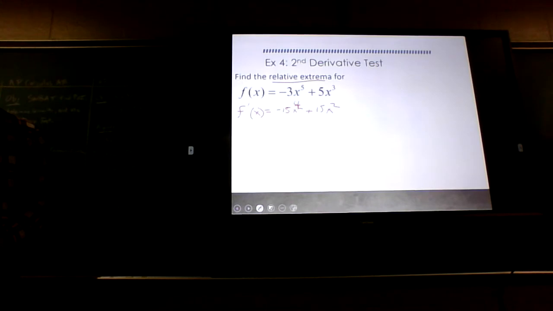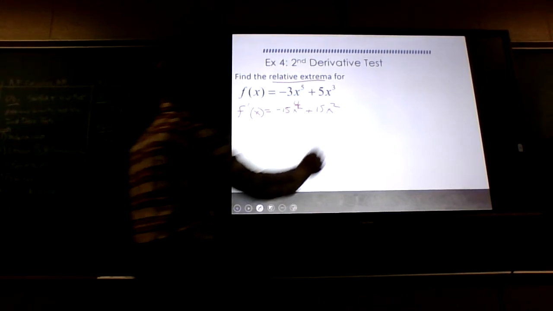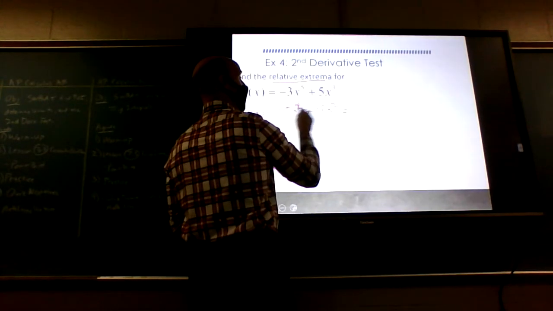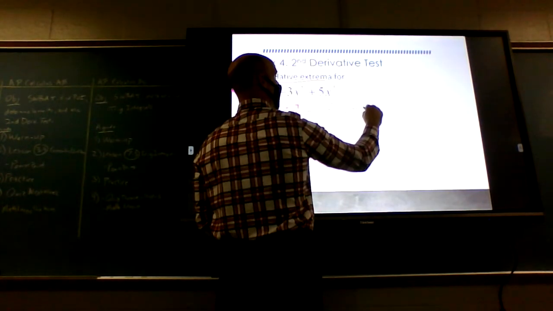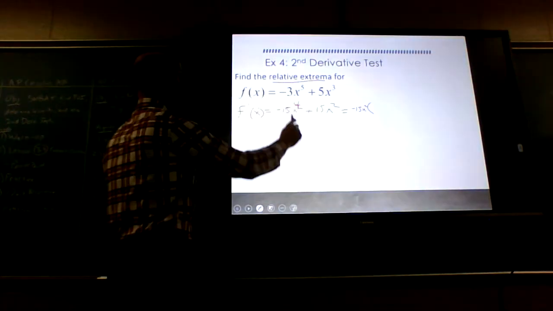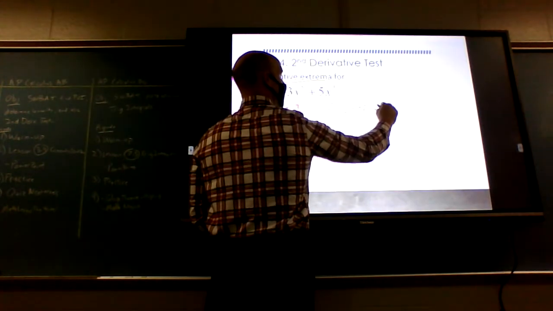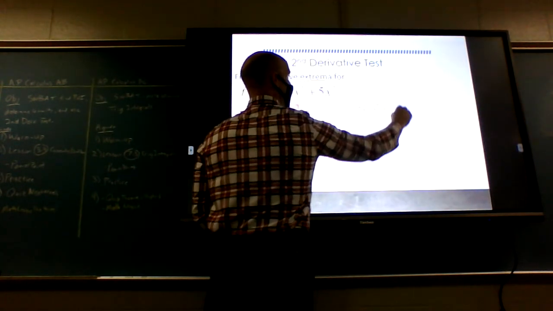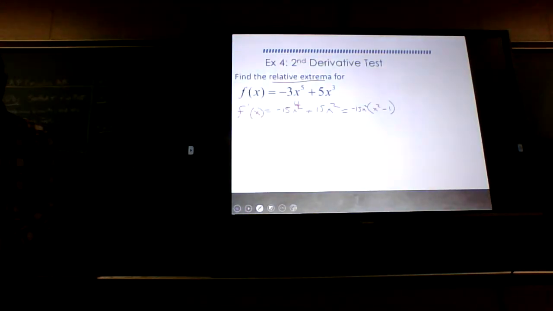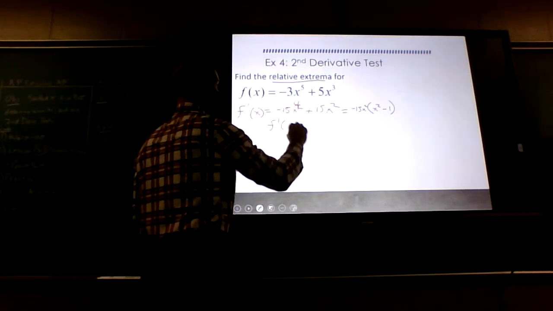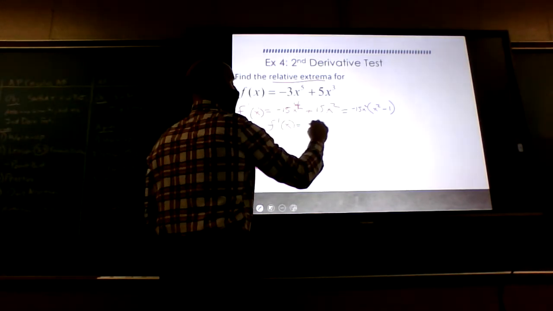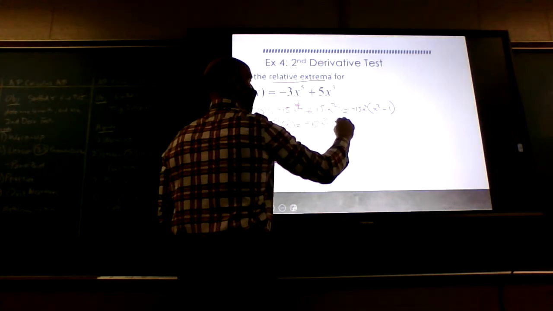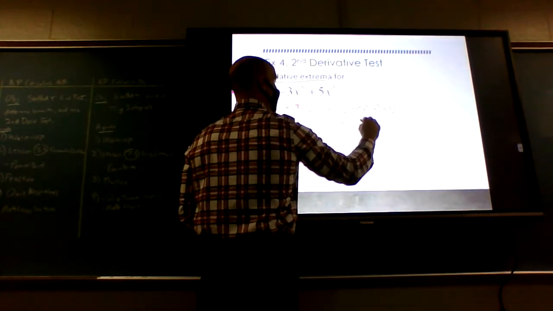Can I factor that? Yeah. Okay, so let's factor that. Would you agree they both have a negative 15x squared in them? Okay, so that would be x squared minus 1. Can x squared minus 1 be factored? Yeah, x plus 1, x minus 1. Good. So f prime of x is equal to negative 15x squared, x plus 1, x minus 1.